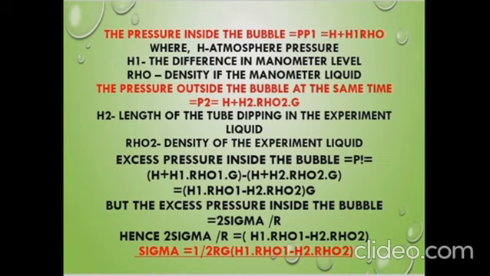G is common, so H1 into rho 1 minus H2 into rho 2 into G. But the excess pressure inside the bubble is equal to 2 sigma divided by R. Hence 2 sigma divided by R equals H1 rho 1 minus H2 rho 2. Sigma equals 1 divided by 2 Rg into H1 rho 1 minus H2 rho 2.